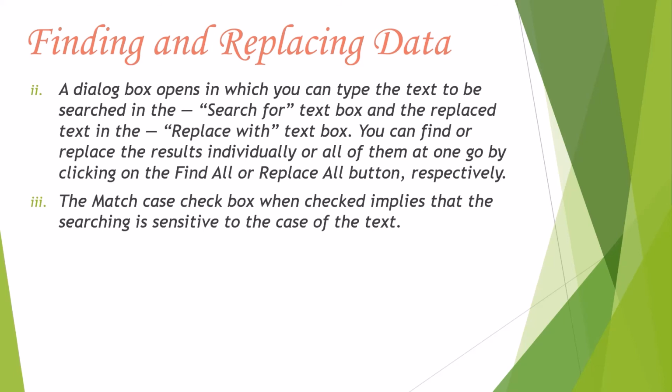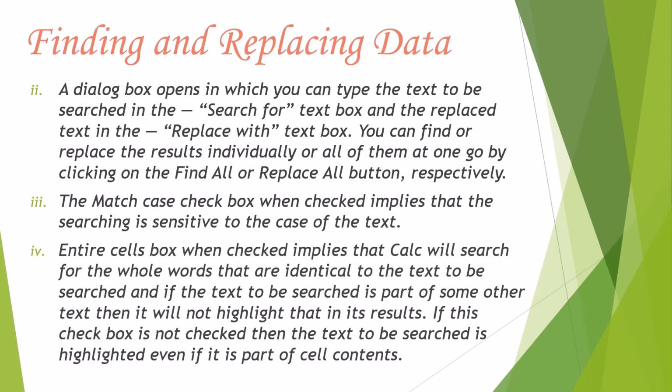The next box is the entire cells box. If you check it, then whichever text you are typing, only it will be searched. For example, you have to find the word cat, but you have checked the entire cells box and you have only typed CA. Then cat will not be displayed in the results because you have checked the box. Means you have to type the entire text, only then the results will be shown. If you uncheck this box, then the part of the word searched will also be highlighted.